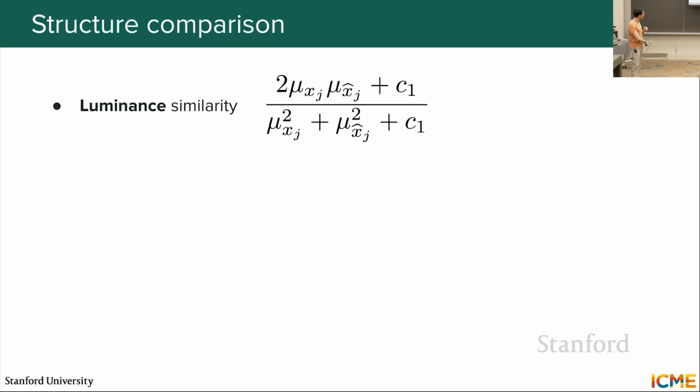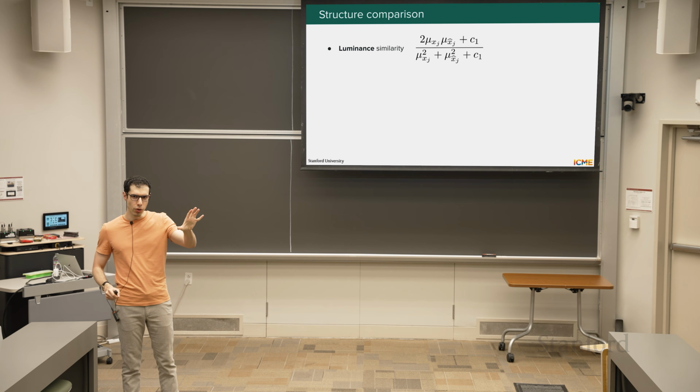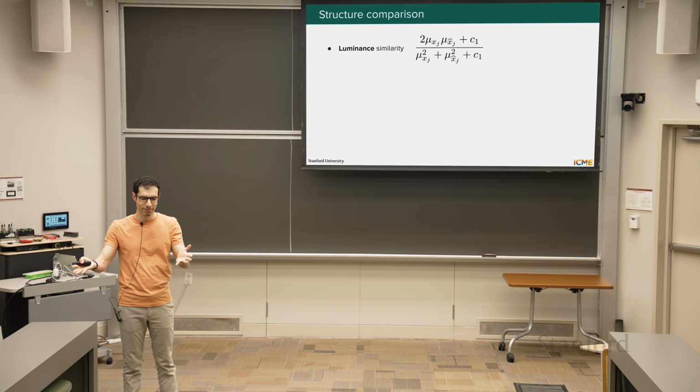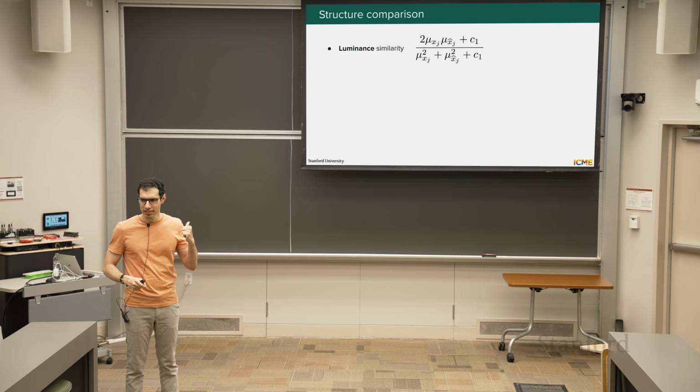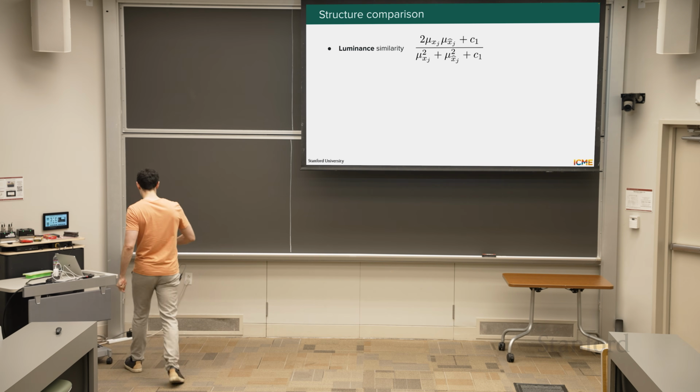And what you will get when you compare the two is a similarity quantity that here in the luminance case takes in the mean of the first patch and the mean of the second patch and tries to make a number out of them. So is it the first time you're seeing this formula? Yeah? OK. I don't want this to look scary.